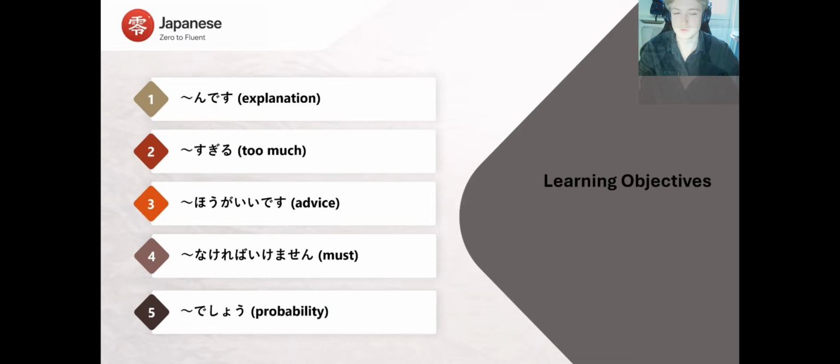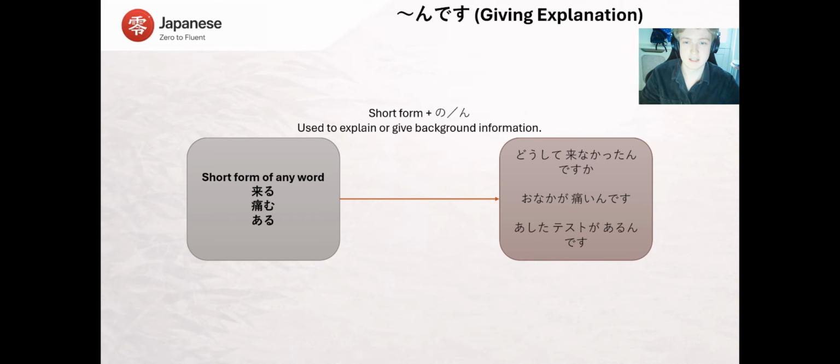Let's get into the first one, which is no des slash ndes. This is a way to give explanation to something or give background information. So you use the short form of a verb or any other word, and you put no slash n behind it, and then des or da if you're being very casual. So we're going to take 3 words here. The first one is kuru, which is to come.